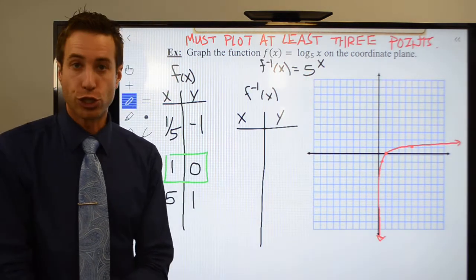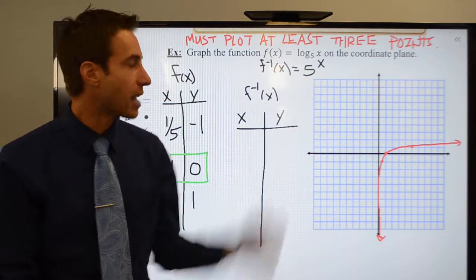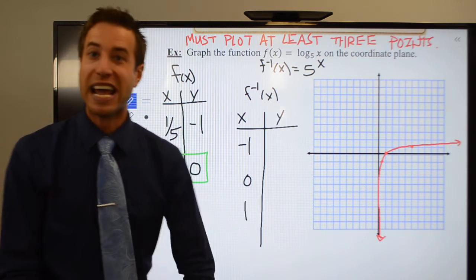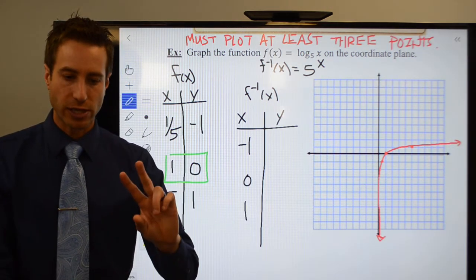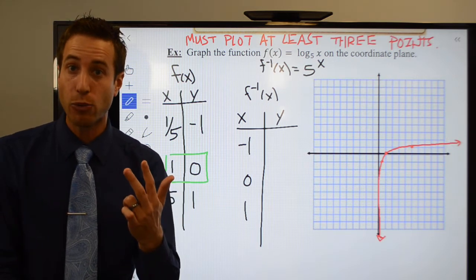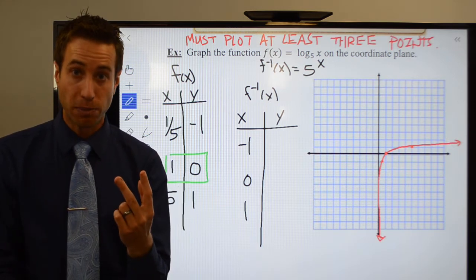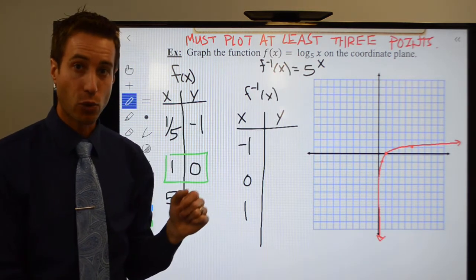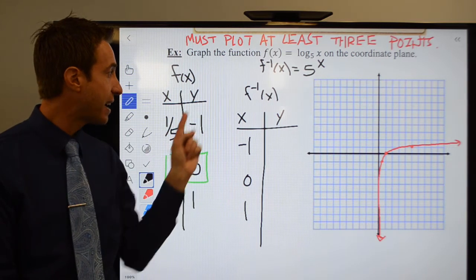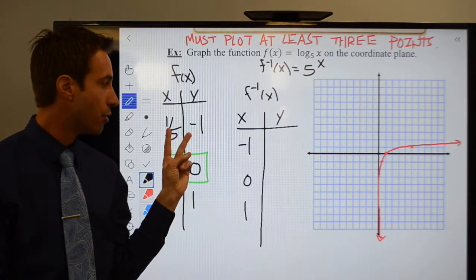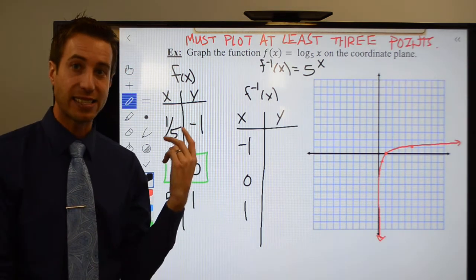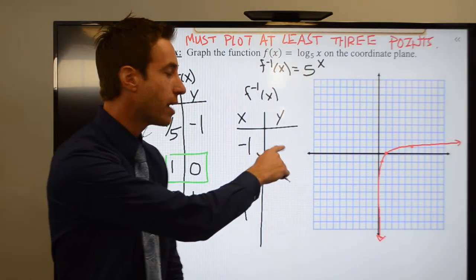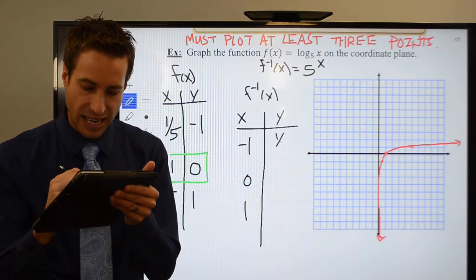Well, we've got lots of experience graphing exponential functions. All we have to do is choose a couple of points. Here's a couple of easy ones. I'm going to go ahead and do -1, 0, and 1. Now remember, these are inverse functions. The x and the y values, the domain and range values, switch places. Check this out. If for my function, my logarithm, right, if x was 1/5 and y was -1, those guys switch places for the inverse. So instead of 1/5, -1, I'll have -1, 1/5. The x and y switch places.